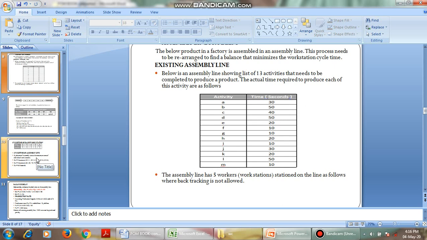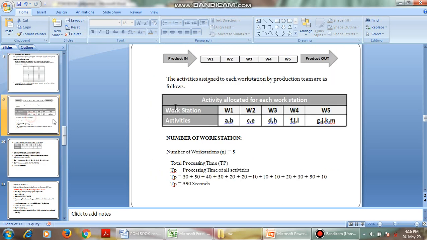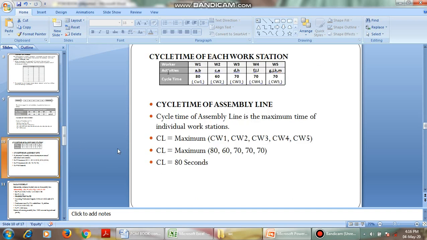We will add up all the time so that we get the total time taken to complete the process. That is, from workstation 1 to workstation 5, from raw material to finished product, it will take 350 seconds. Okay, right. Next, what is the cycle time?